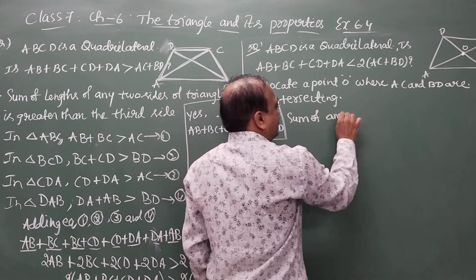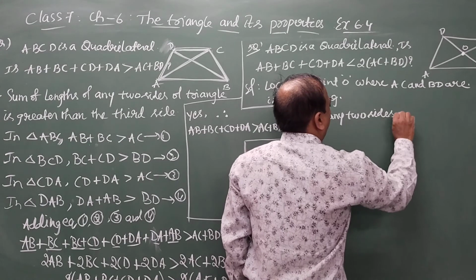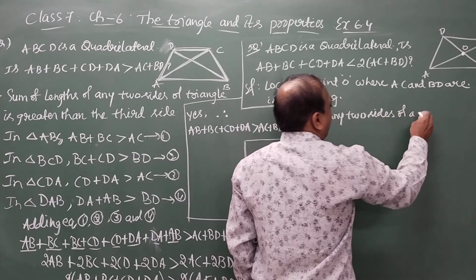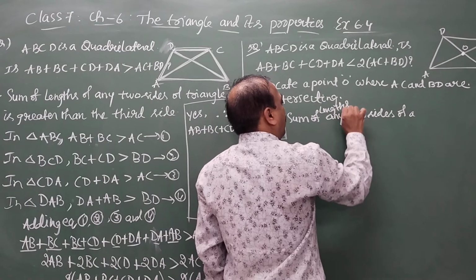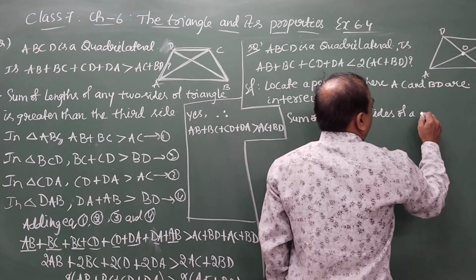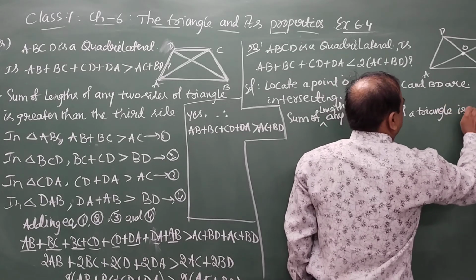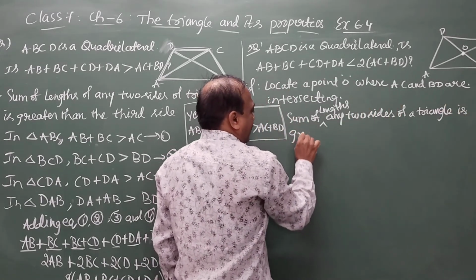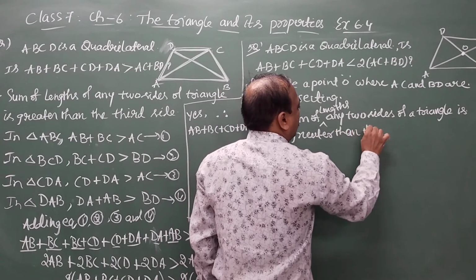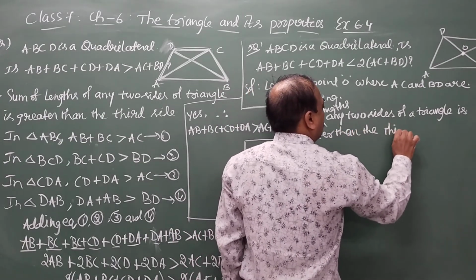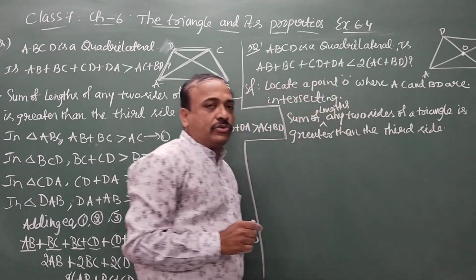any two sides of a triangle, the sum of lengths of any two sides of a triangle is greater than the third side. So that is the criteria we are using.